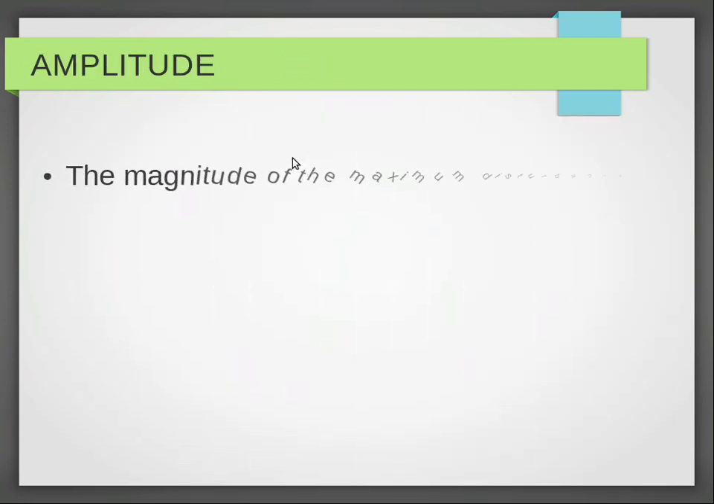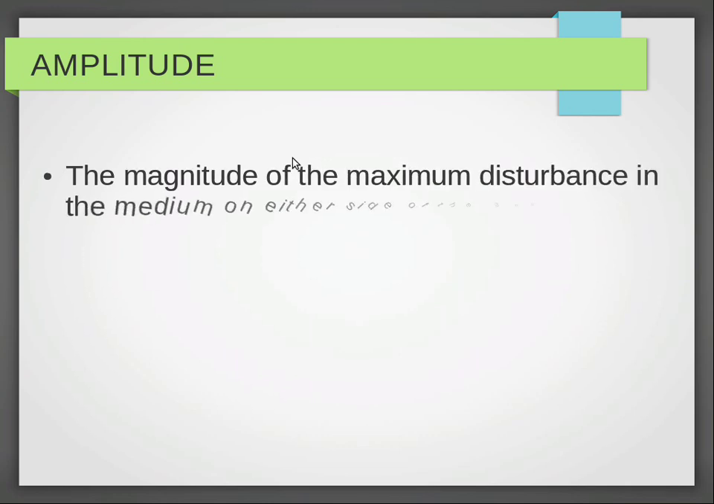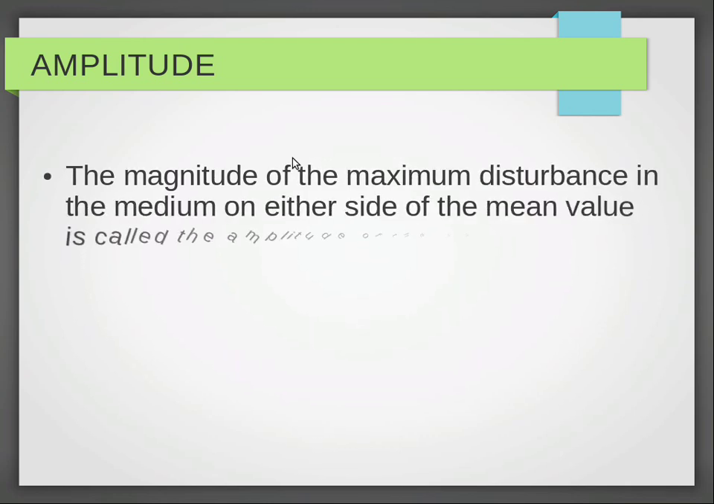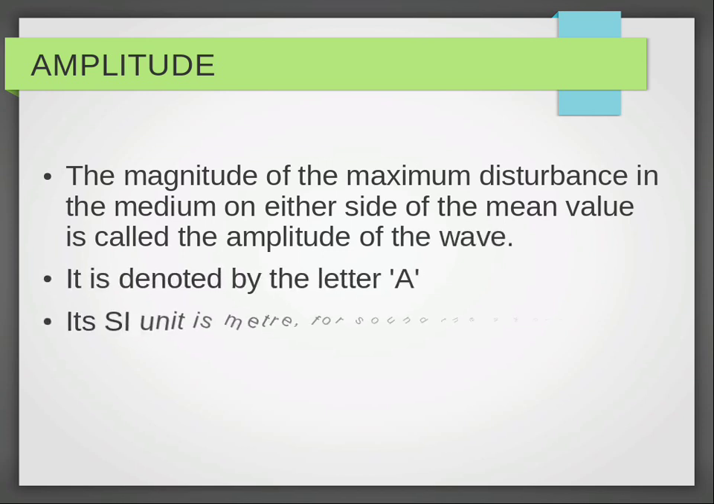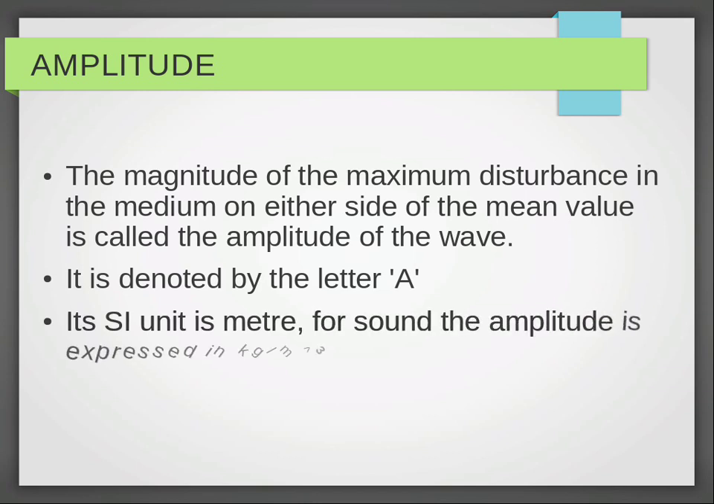The next characteristic is the amplitude. The magnitude of the maximum disturbance in the medium on either side of the mean value is called the amplitude of the wave. It is denoted by the letter A and its SI unit is meter. But for sound, the amplitude is expressed in kilogram per meter cube.